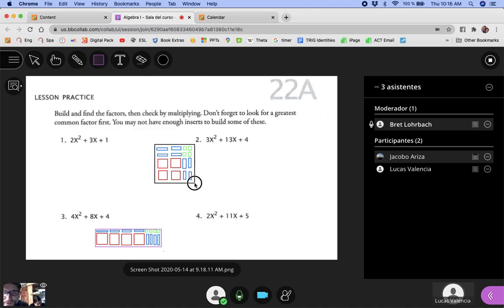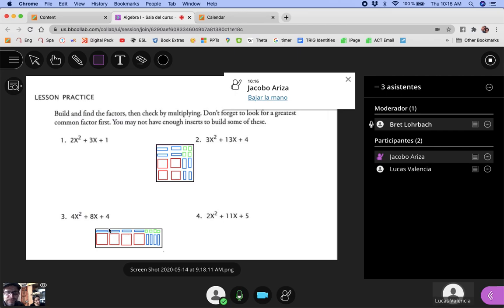And so here you see 2 different ways to arrange the rectangles. You can arrange the x squares as 1 row of 4, and then 1, 2, 3, 4, 5, 6, 7, 8. You still have 8 x's. Or you can arrange the x squares as 2 rows of 2's, and you'd still have 8 x's. Both of those rectangles give you 4x squared plus 8x plus 4.